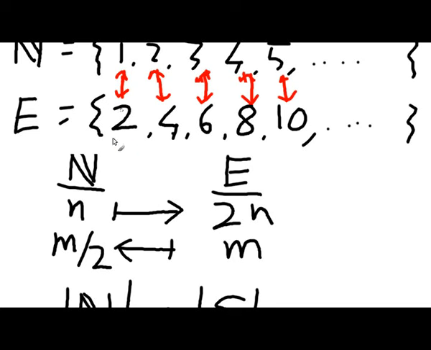So a number in the set of natural numbers, say 3, pairs up with 2 times 3, which is 6, right? And 4 with 2 times 4, which is 8, 5 with 2 times 5, which is 10.